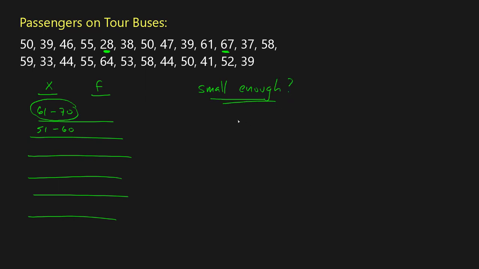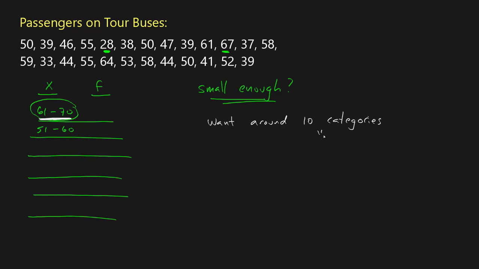Well, ideally, actually let me change colors here. Ideally what we want is around 10 categories. Categories are what I'm showing you here, from 61 to 70. That could have been from 60 to 65, it could have been from 62 to 68, whatever it ends up being, just that range that we express here, that's our category.